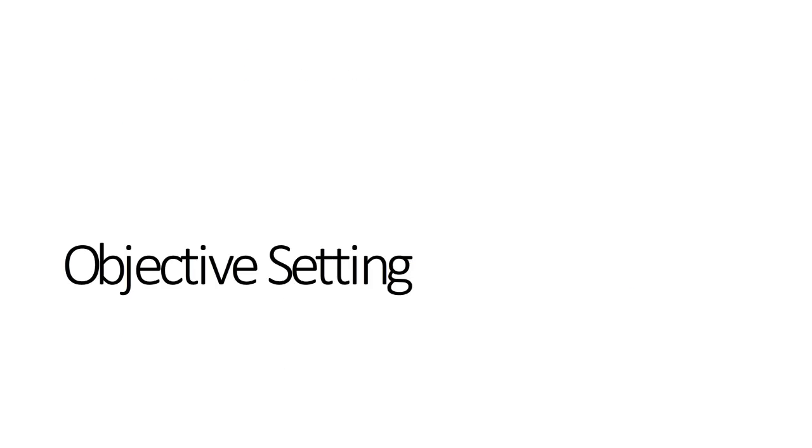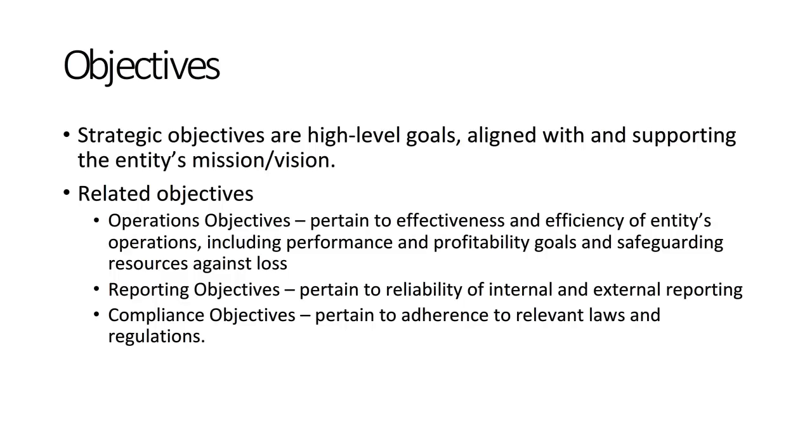We continue with the objective setting element of the enterprise risk management process. We begin with strategic objectives. These are high-level goals aligned with and supporting the entity's mission and vision. Next, we consider objectives that are related to the strategic objectives. First, there are operations objectives. These pertain to the effectiveness and efficiency of the entity's operations, including performance and profitability goals and safeguarding resources against loss. They vary based on management's choices about structure and performance.